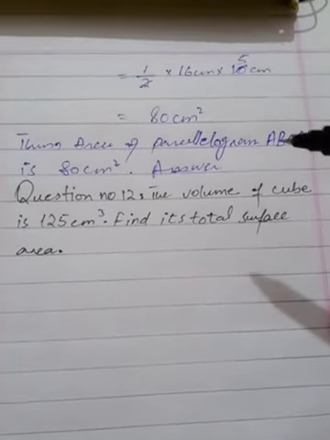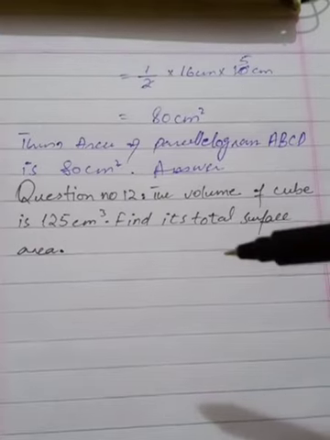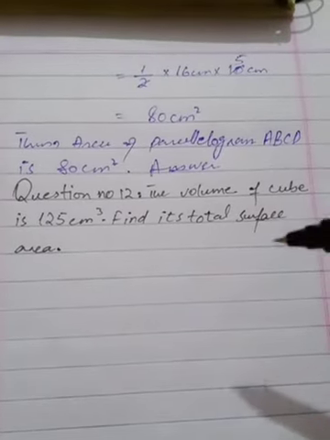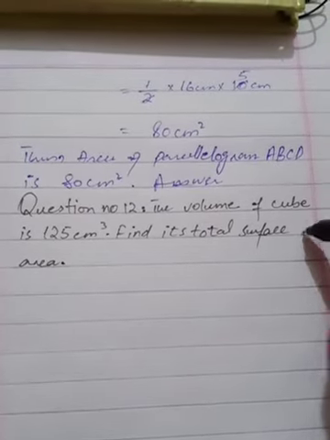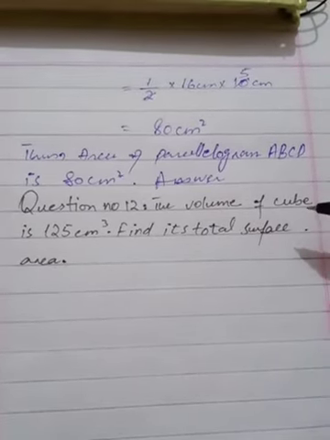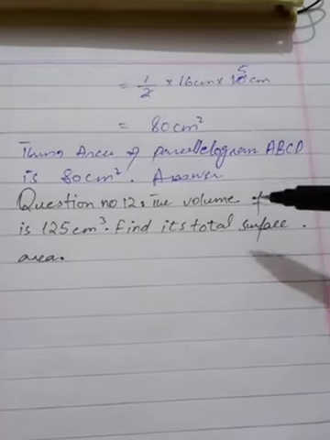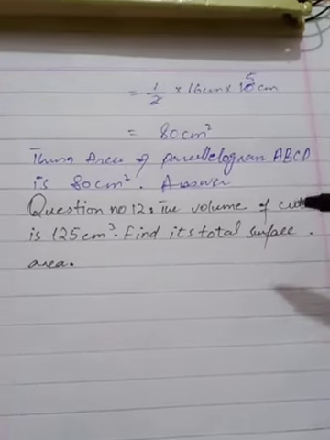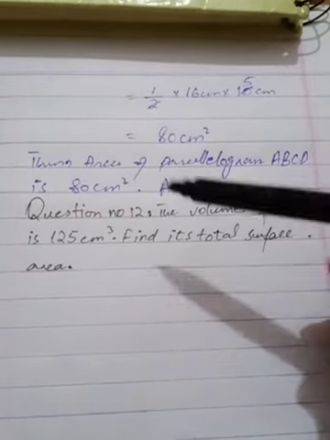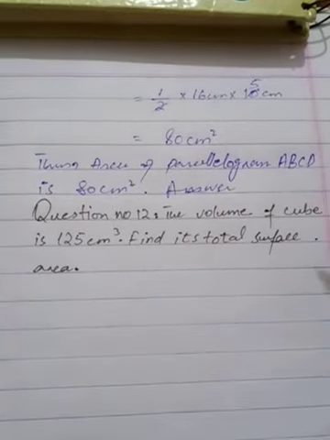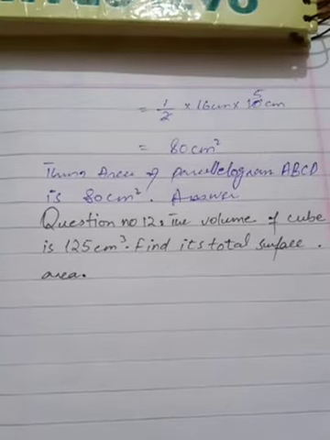Question number 12. The volume of a cube is 120 centimeter cube. Find its total surface area. So girls, you solve this question by yourself, because the volume of the cube is given here, and by using the formula of volume of cube, L cube, you find the length, and by using the length in the total surface area formula you can solve this question easily.